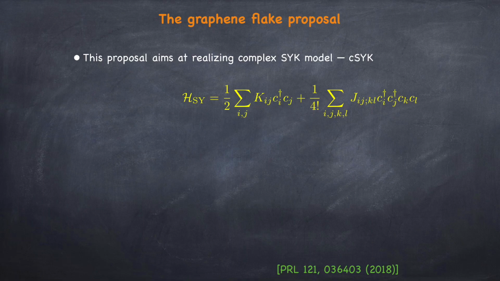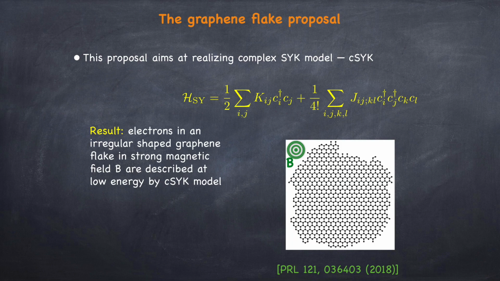Now, this is not a very easy proposal to realize, and we thought some more about, is there a simpler system out there that can realize this SYK physics? And here's a proposal that I think actually can be realized in the lab. It's based on a graphene flake, and I will go quickly because I have some other things that I like to talk about. So basically the result is the following.